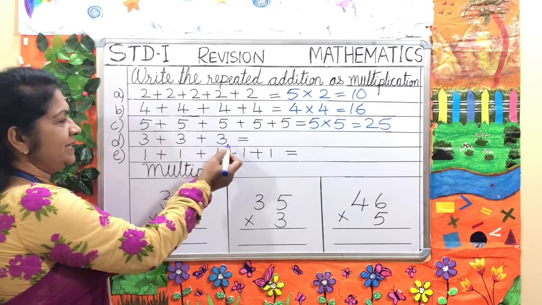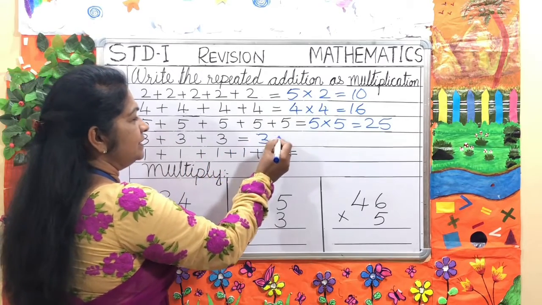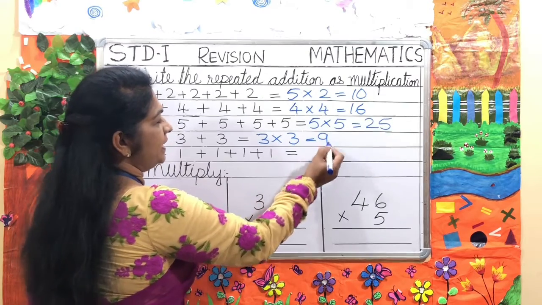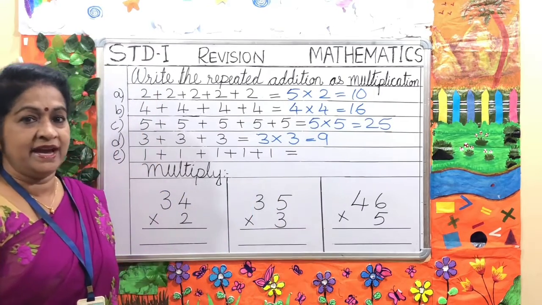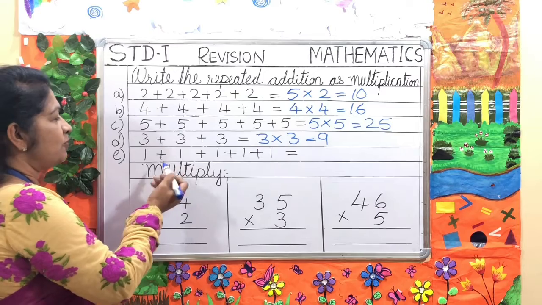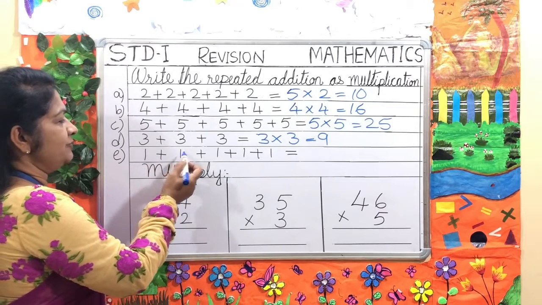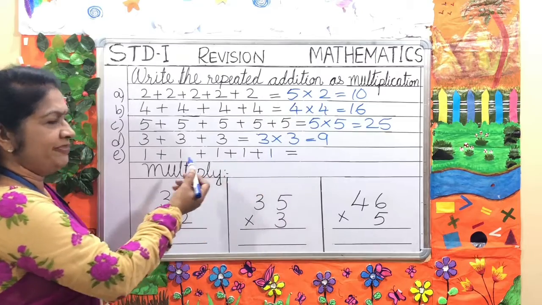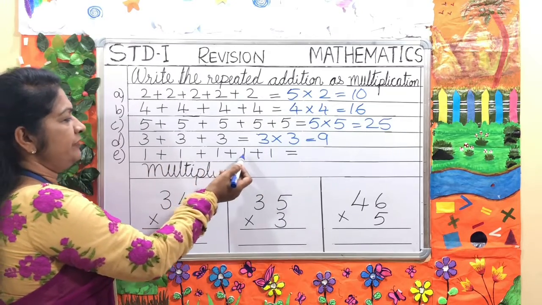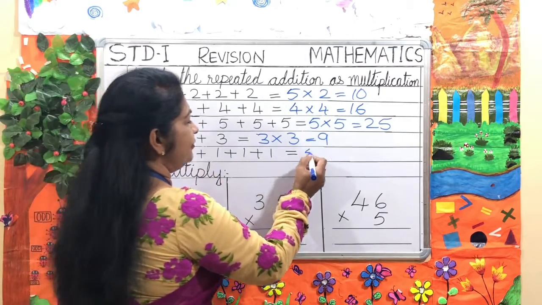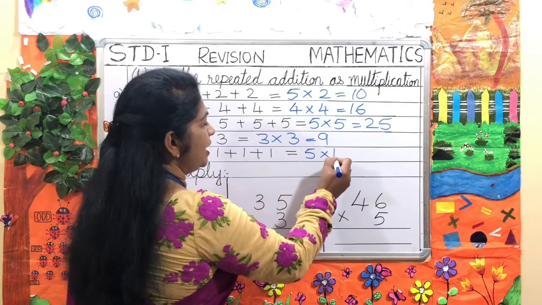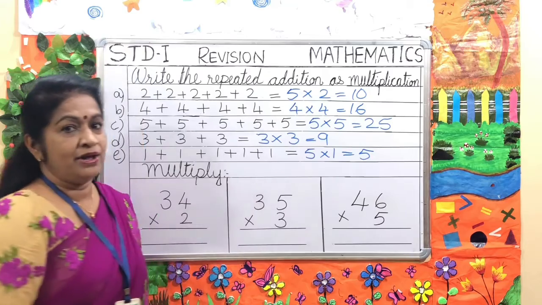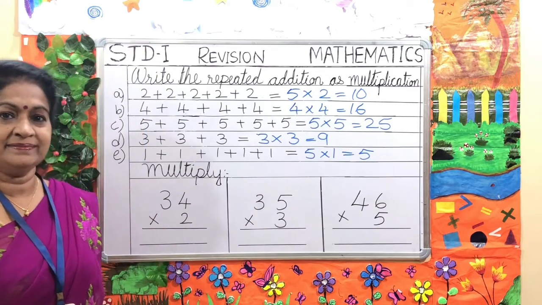Next, 3 plus 3 plus 3. How many 3s are there? 3. 3 multiplied by 3 is equal to 9. 3 3s are 9. Next, 1 plus 1 plus 1 plus 1 plus 1. How many ones are there? 1, 2, 3, 4, 5. 5 multiplied by 1 is equal to 5. 5 ones are 5.